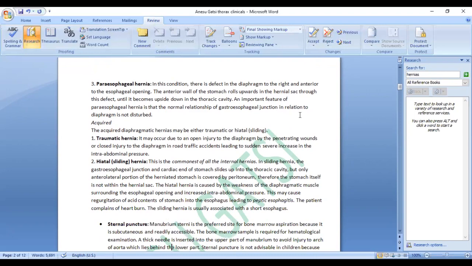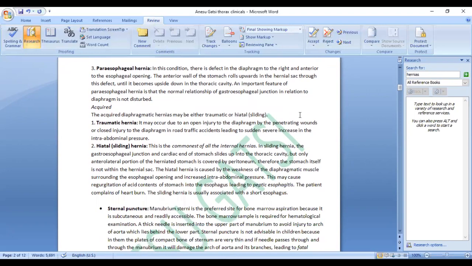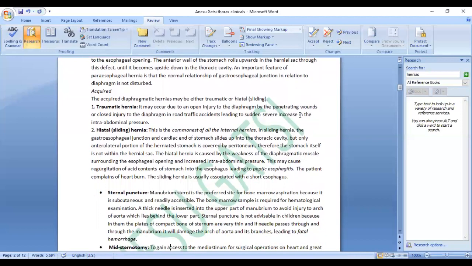Remember, the esophageal opening will be at the level of the 10th thoracic vertebra, and the caval opening that transmits the inferior vena cava will be at the level of the 8th thoracic vertebra. Then at the level of T12, that's where you find the musculoaponeurotic opening, the aortic opening, that transmits the aorta from the left side, then the thoracic duct, then the azygous vein more on the right side.